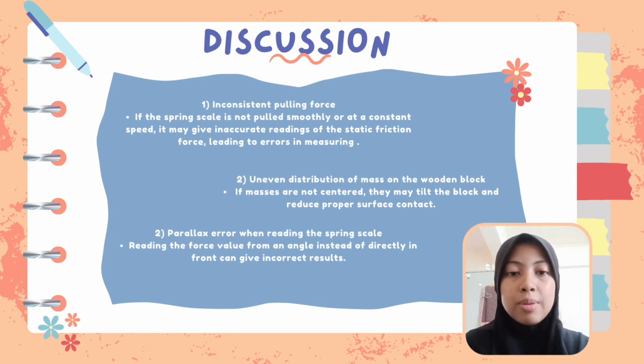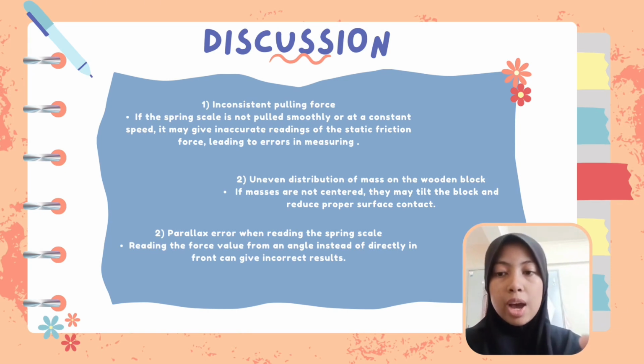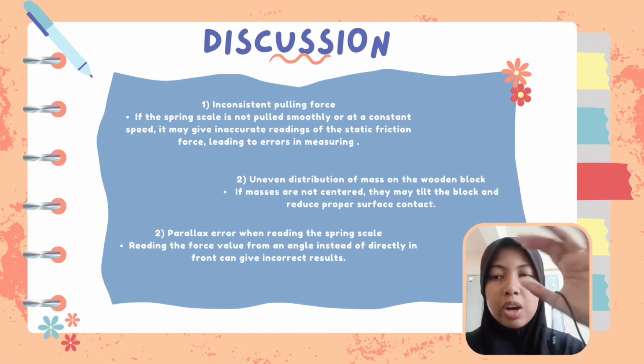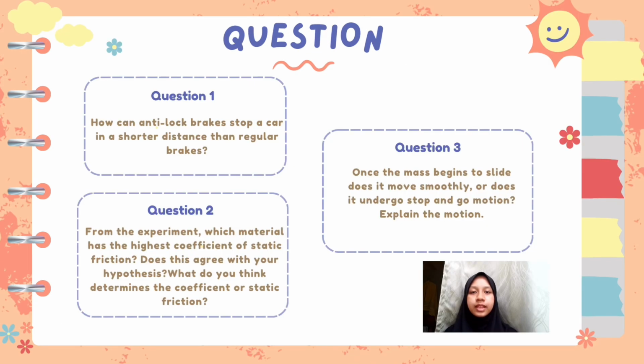And lastly, parallax error when reading the spring scale. Usually we make a mistake when we read the spring scale at a wrong angle, and it will give us an incorrect result. To avoid this, make sure to always view the spring scale at eye level to avoid misreading. Next is the questions. Question 1.